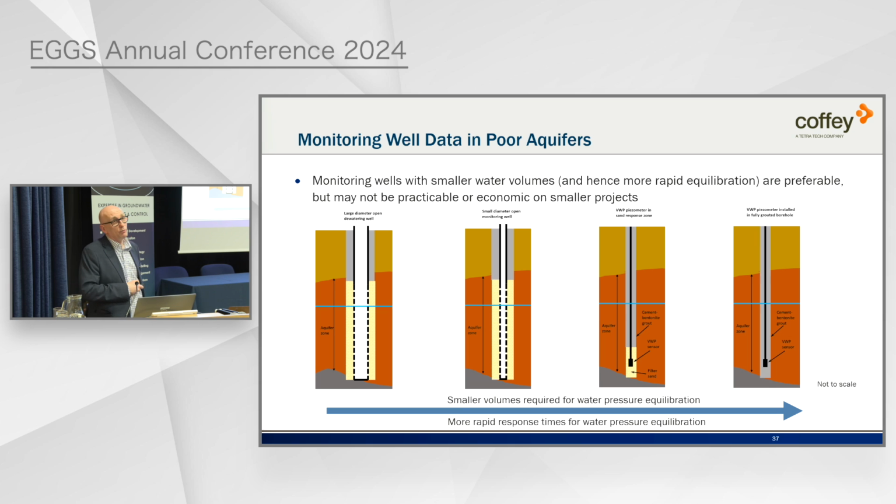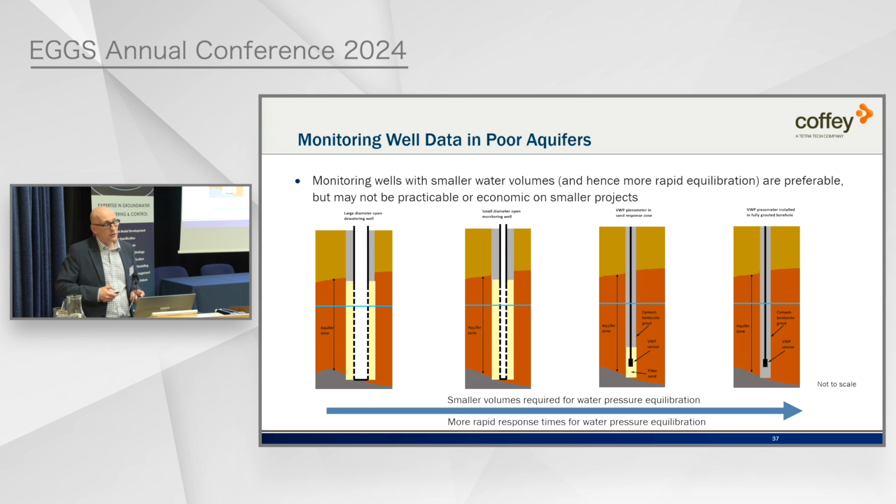But then if you really want a rapid response, you can have electronic vibrating wire sensors either installed in the sand cell, or increasingly now, I would install them in fully grouted holes routinely and so on. And obviously, as we go in this direction, we're getting smaller volumes for water equilibration, more rapid response times, but equally greater complexity and more cost.